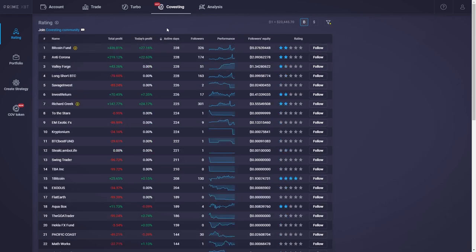You can actually click on the active days right there and it will sort the traders by active days. But of course, you are not only going to pick a trader because he has the highest active days. He also needs to have the highest total profit it can get, and the rating, in my opinion, also needs to be very, very high. I'm going to explain what those stars on the right mean, and also what you need to pay attention to when you pick a trader to follow.